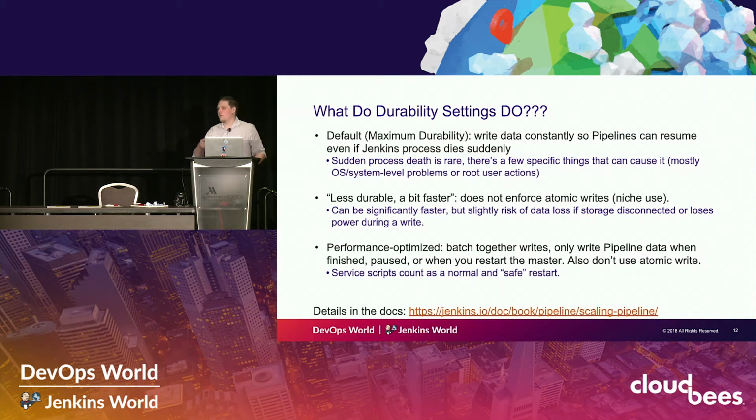All right, so one of the key things that I've done with Project Cheetah for Pipeline is add what I call durability settings. Basically, this is a toggle that you can pick as an admin or as a pipeline user to say, this pipeline, we need it to run faster, or this one, we really need to make sure there's no potential to lose any information about it.